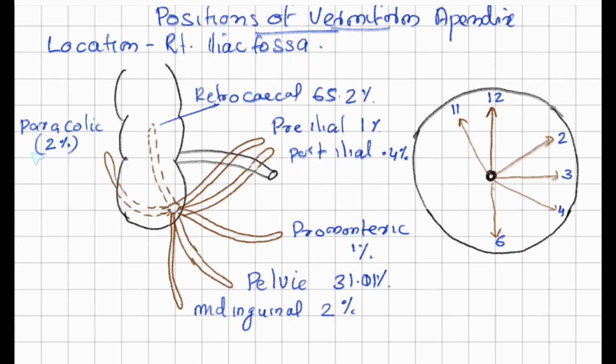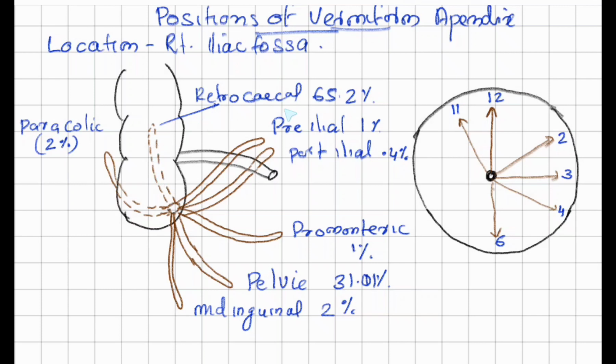Starting with the first position, that is paracolic. From the name itself, paracolic means parallel to the colon. This is the cecum and ascending colon, and in the paracolic position the vermiform appendix passes upwards on the right side of the ascending colon. Such a paracolic vermiform appendix is present in 2% of subjects.